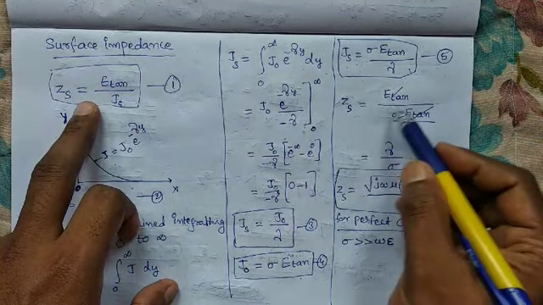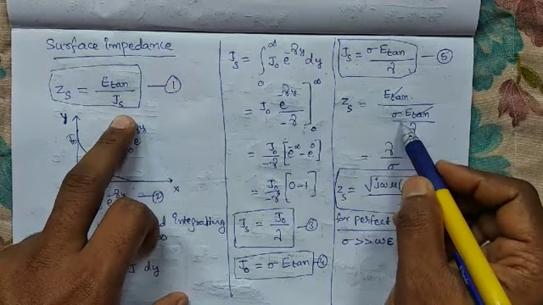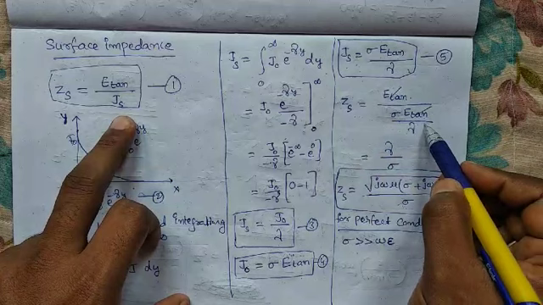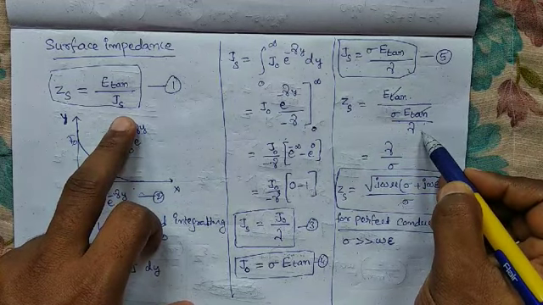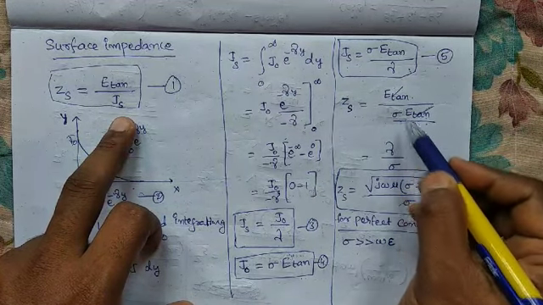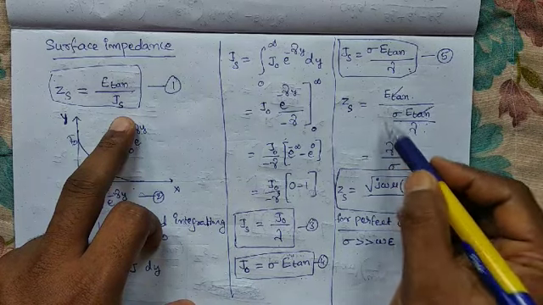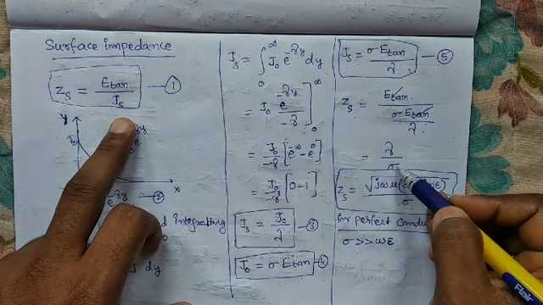Here Zs is equal to E tangential by sigma into Js, which is sigma into E tangential by gamma. Here E tangential gets cancelled, so Zs is equal to gamma by sigma.